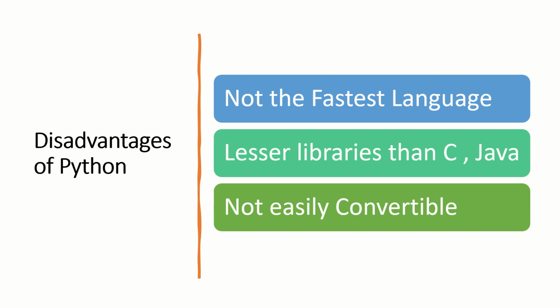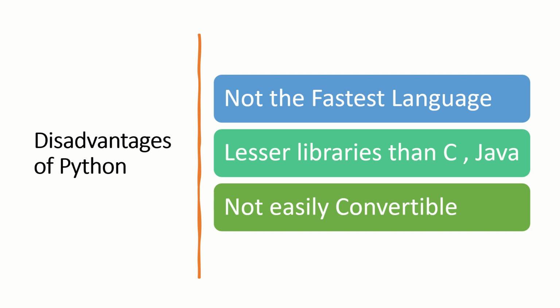Next one is, Python offers library support for almost all computing programs, but its library is still not competent with languages like C and Java, as they have larger collections available. So Python has fewer libraries than C and Java.